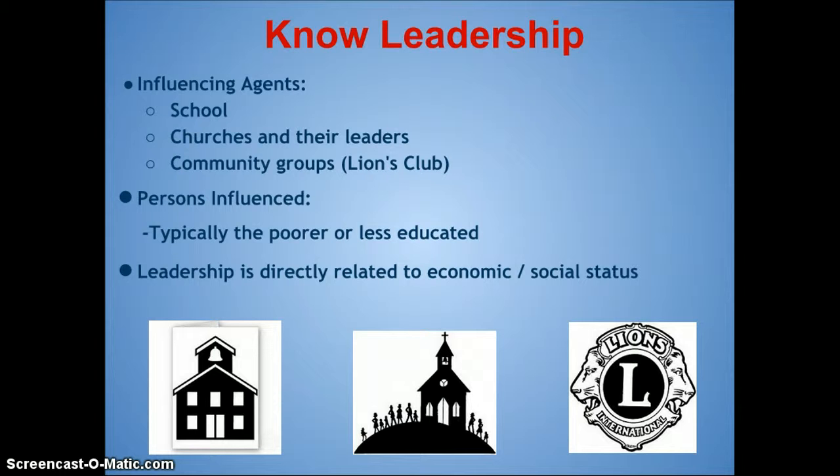Then after the school, you have the churches. There are a few churches and their leaders. And then you have the community groups, mainly the Lions Club. The people who are influenced by these groups are the people who aren't involved in them, and those people tend to be the poorer or less educated. Leadership, in my opinion, is directly related to economic and social status in this town.